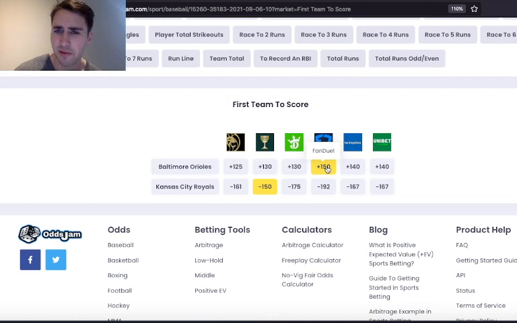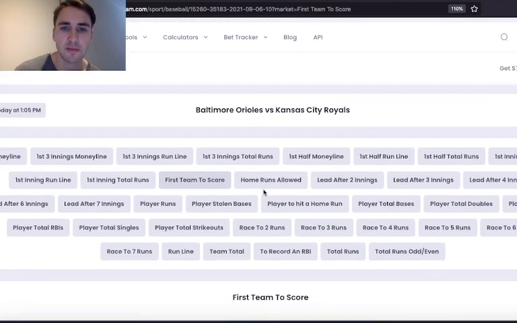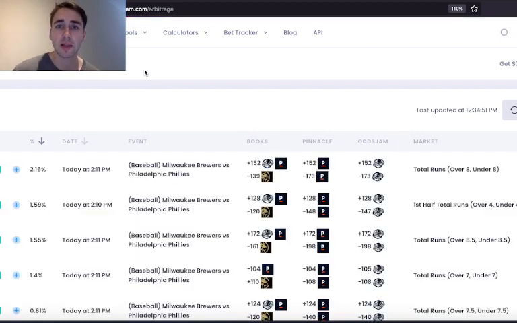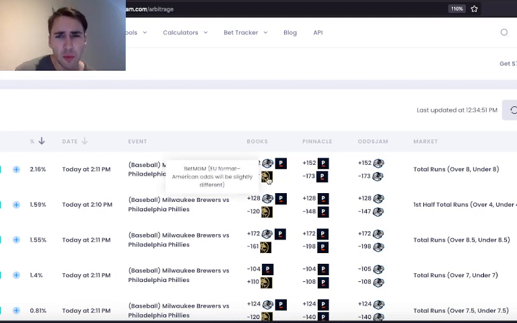Here we see FanDuel's giving you plus 150 on the Orioles. Maybe that's a good bet to look at. Look at the value you're getting. Caesars is only giving you plus 130 and they're giving you minus 150 on the Royals. Thinking about your sports betting game like a trader and looking for value odds is how you make money, right? So we see here this minus 139. It's an arb to Pinnacle, the sharpest sportsbook in the world. Clearly some value on this minus 139.